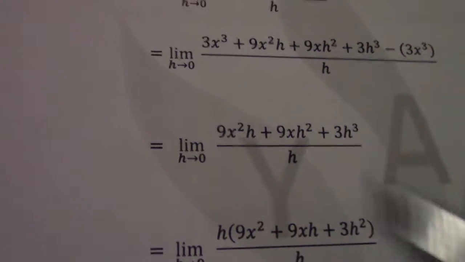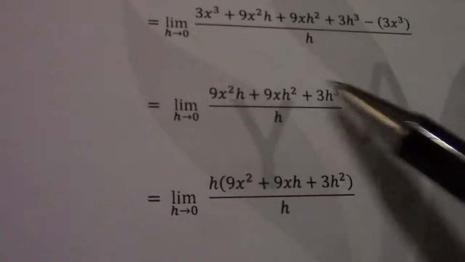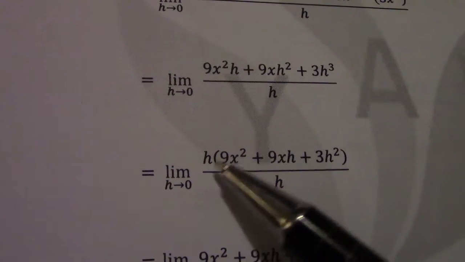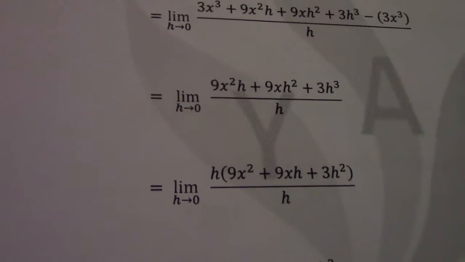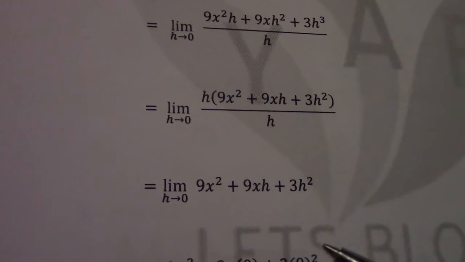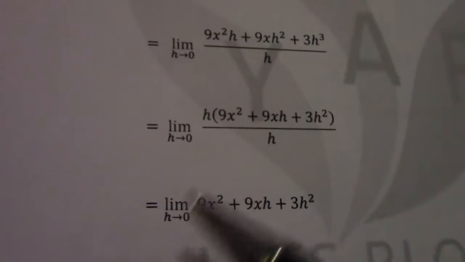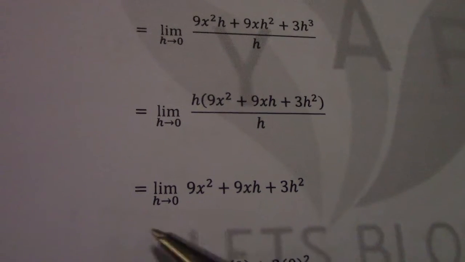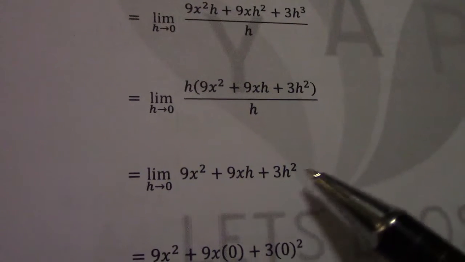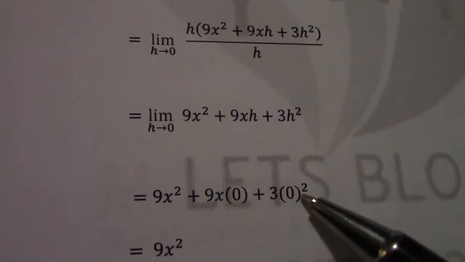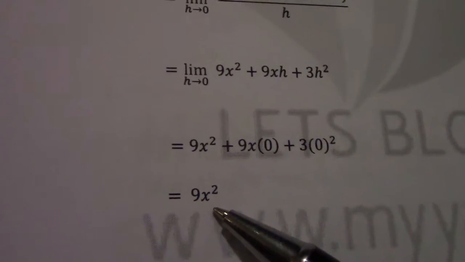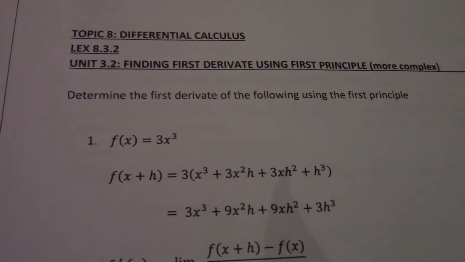Again, now we have to remove a common factor. So my common factor I'll always remove is h. And that h and the h at the bottom cancel, and I have that equation in one line. Right, so I have this quadratic equation, limit h tends to 0. Now I substitute in, so wherever h is I put in 0, so that becomes 9x times 0 plus 3 times 0 squared, which then gives me 9x squared. So the first derivative of 3x cubed becomes 9x squared.